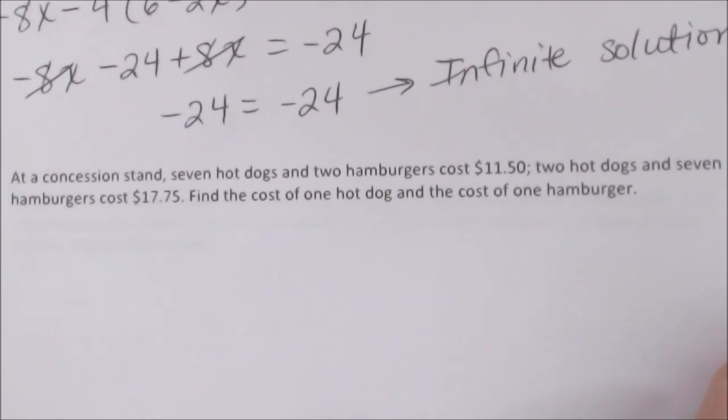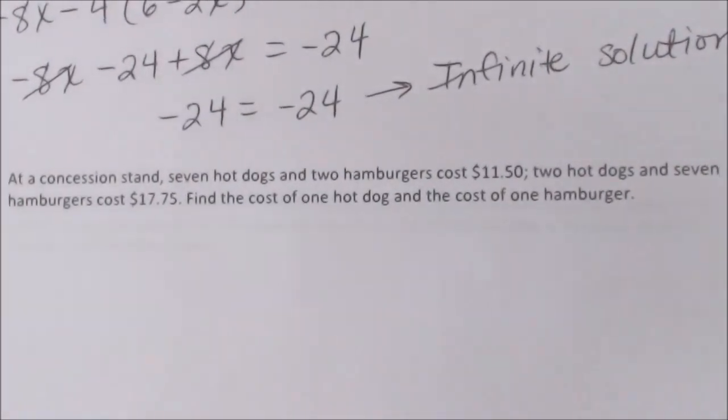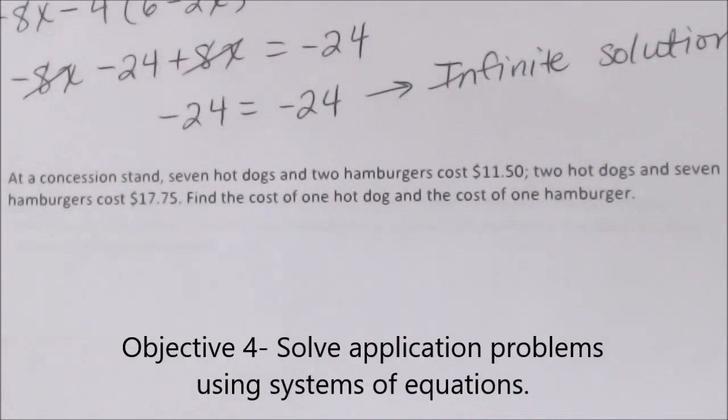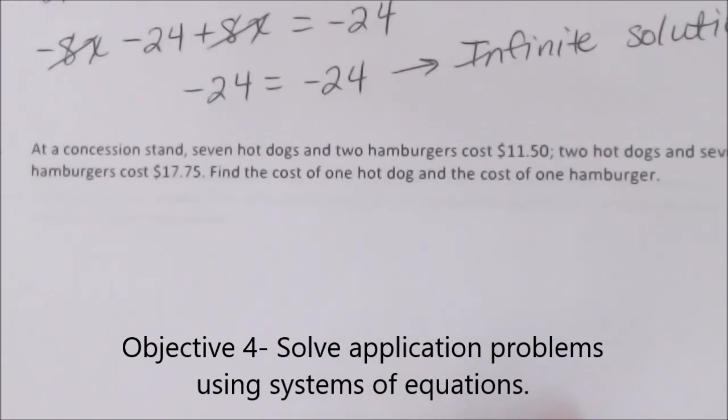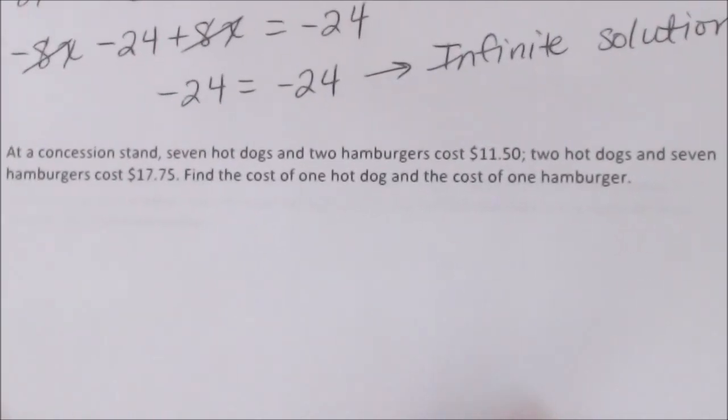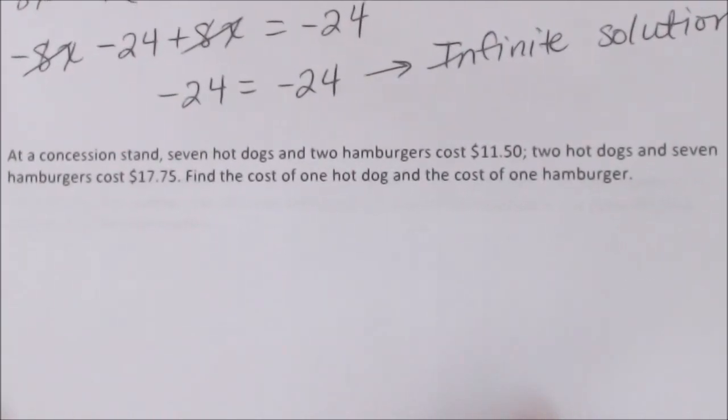Let's do one more. Let's practice setting up an application of these. This is a real simple example, and I think there's a couple in the homework for you to practice with, just setting up a system of equations based on a scenario. So it says, at a concession stand, 7 hot dogs and 2 hamburgers cost $11.50. 2 hot dogs and 7 hamburgers cost $17.75. Find the cost of 1 hot dog and the cost of 1 hamburger.